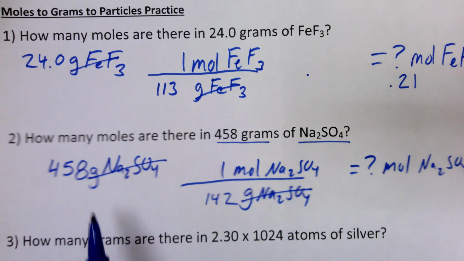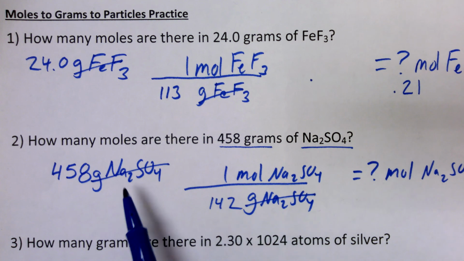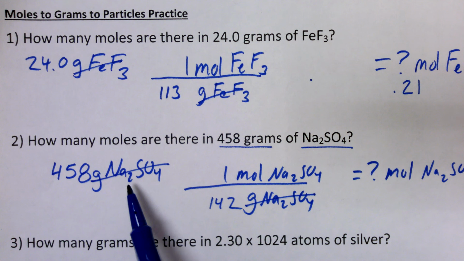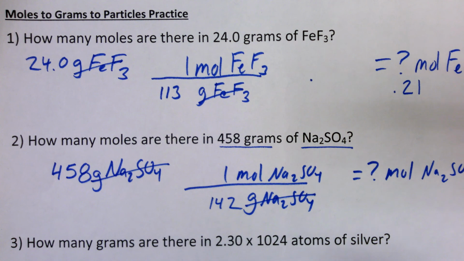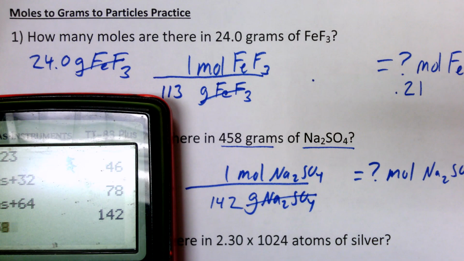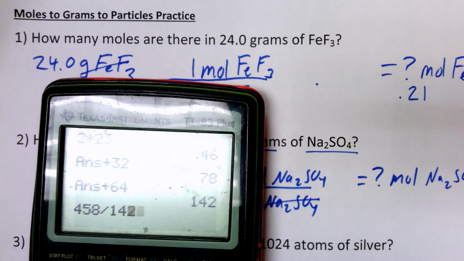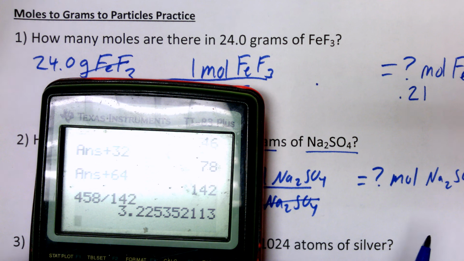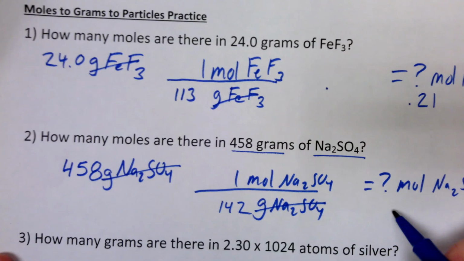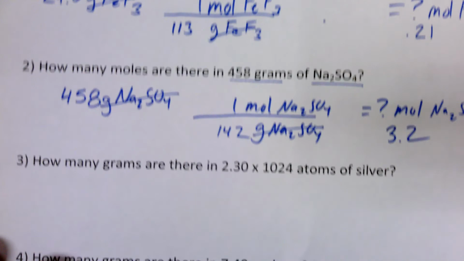That'll cancel. So now I've got 458 divided by 142. If each mole is 142, but I have 458 grams, I've got more than 1 mole's worth. So to figure out how much, I go 458 divided by 142 equals, I've got 3.2 moles. 3.2 moles of sodium sulfate.